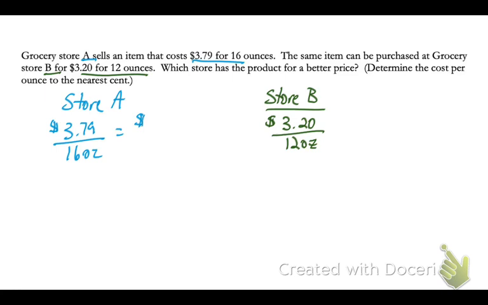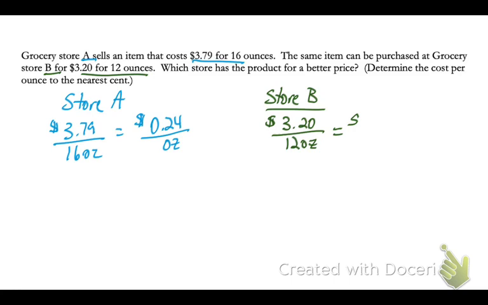So on your calculator, you take 3.79 and divide it by 16. We're going to round to the nearest cent, which is the hundredths place, so the second decimal place. So you should get 24 cents per 1 ounce. And again, notice how I write that. I don't put the 1 in the denominator, just the unit.